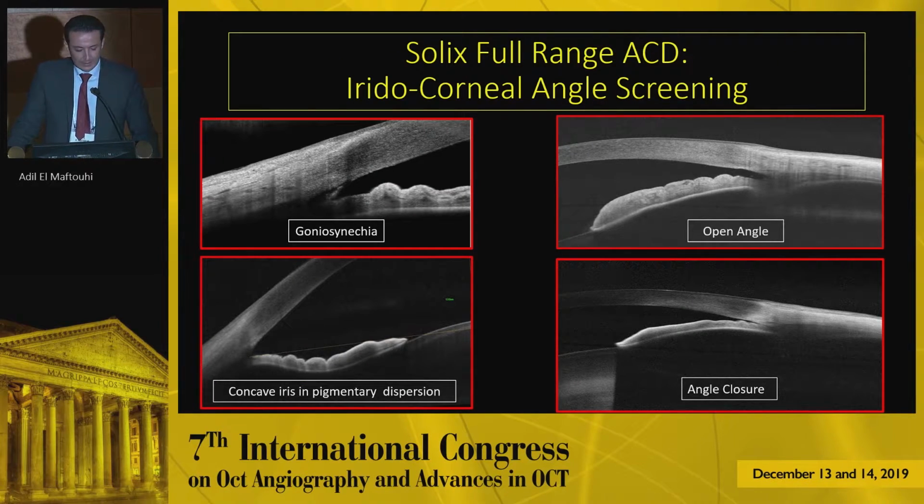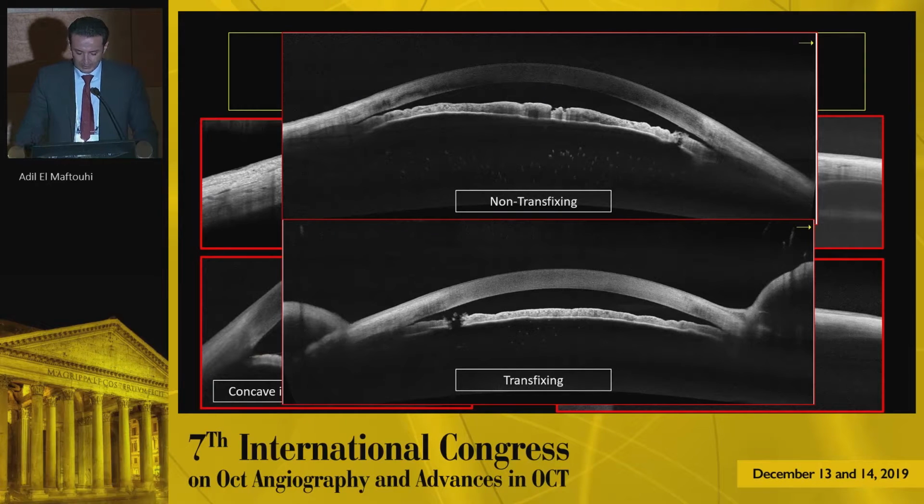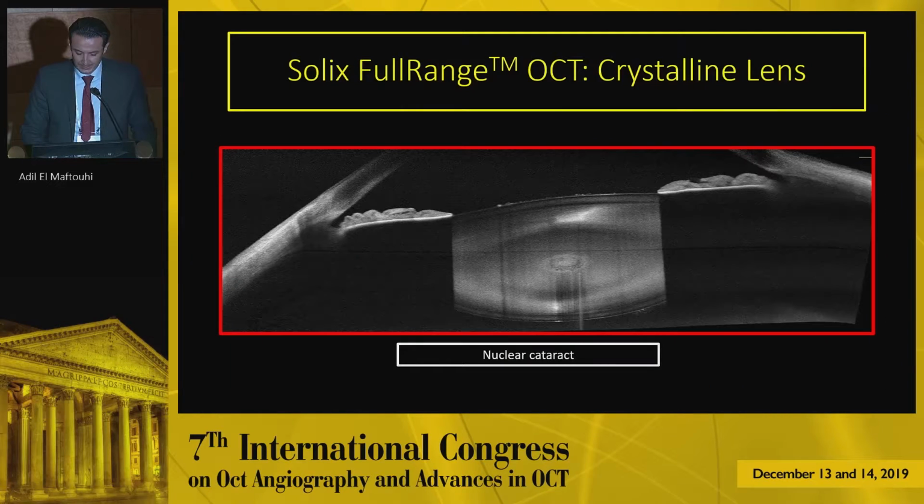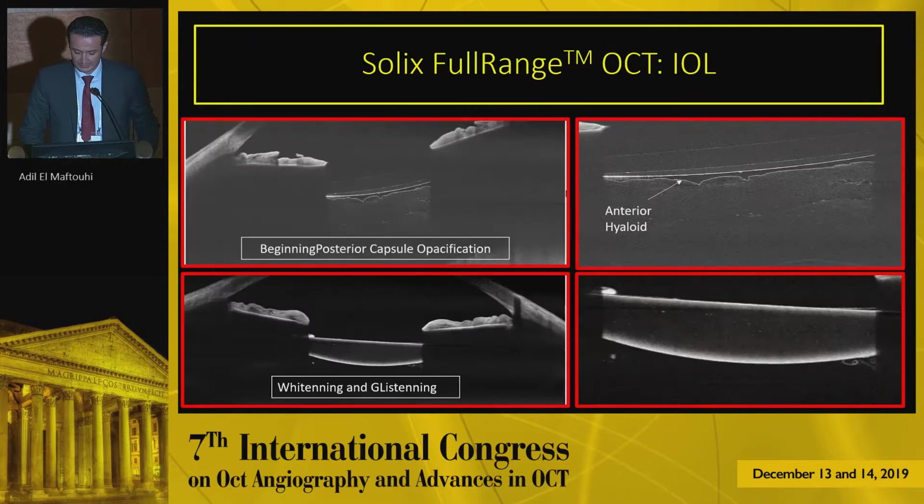You can analyze the angle here in the open angle, in angle closure glaucoma. Here at the left, the concave iris in pigmentary dispersion, and in some cases goniosynechia. You can check if the iridotomy is non-transfixing or transfixing. And now we can image the whole crystalline lens, from the posterior crystalline lens up to the anterior crystalline lens, in this case of nuclear cataract.